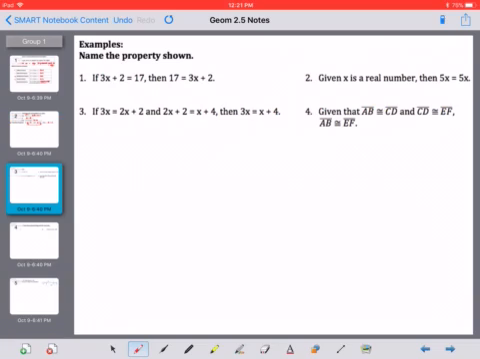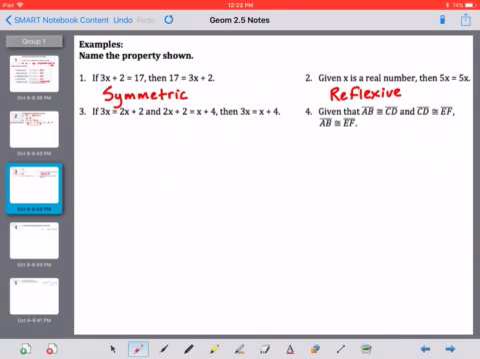Okay, so now we're going to use some naming of those properties. Example 1: if 3x plus 2 equals 17, then 17 equals 3x plus 2. It looks like all they did was flip-flop the order. The flip-flop the order property is the symmetric property. Example 2: if x is a real number, then 5x equals 5x. If you don't change anything in the problem, something equals itself, that is the reflexive property.